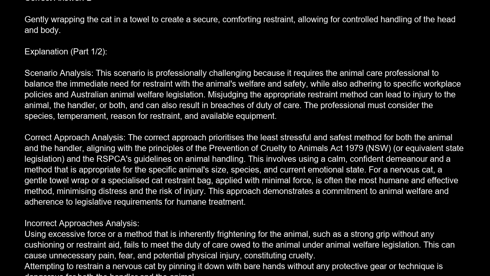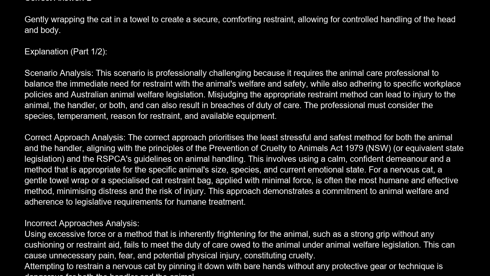This involves using a calm, confident demeanor and a method that is appropriate for the specific animal's size, species, and current emotional state. For a nervous cat, a gentle towel wrap or a specialized cat restraint bag, applied with minimal force, is often the most humane and effective method, minimizing distress and the risk of injury. This approach demonstrates a commitment to animal welfare and adherence to legislative requirements for humane treatment.